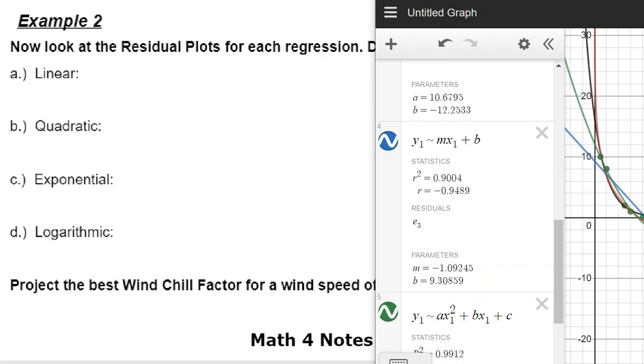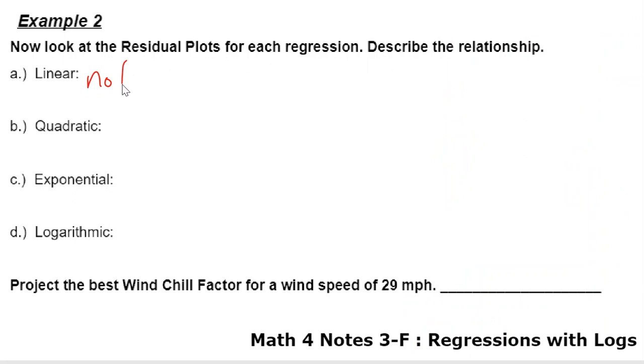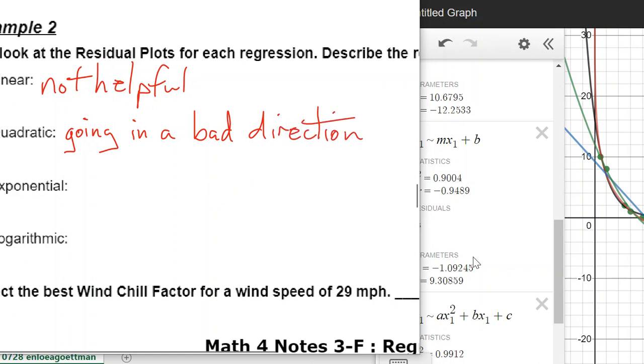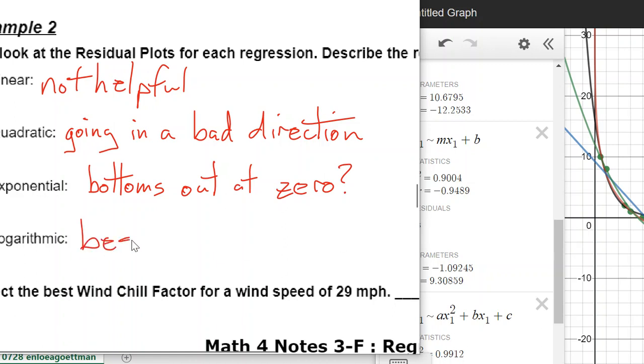When I look at the blue straight line, I would almost describe it as not helpful. When I look at the quadratic, which is the green, it's going in a bad direction. I don't need for my temperatures to suddenly go up the faster the wind speed gets. That's not how this works. When I look at my exponential, it bottoms out at 0. But the logarithm seems to be the best fit of the 4 of them.